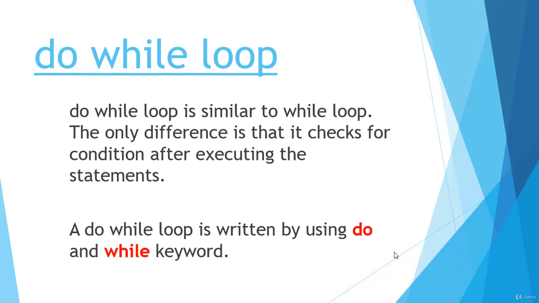Today in this video we are going to discuss the do while loop. A do while loop is similar to the while loop. The only difference is that it checks the condition after executing the statement. A do while loop is written by using the do and while keywords. This means that this loop is going to execute at least one time, and then it checks whether the condition is true or false.